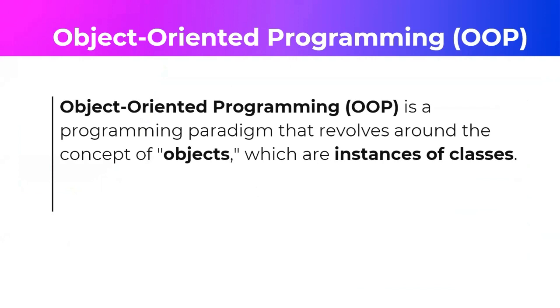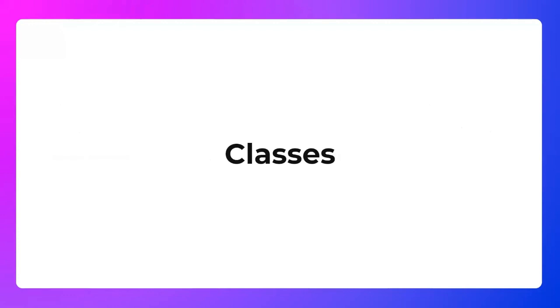So object-oriented programming, or as we know, OOP, is a programming paradigm that revolves around the concept of objects. As the name itself implies, it is object-oriented, which are instances of classes. So for us to clearly understand what objects are, we need to focus first on the classes because, as have been mentioned, objects are instances of classes. Without our classes, we basically cannot create the objects. So let's talk about classes.